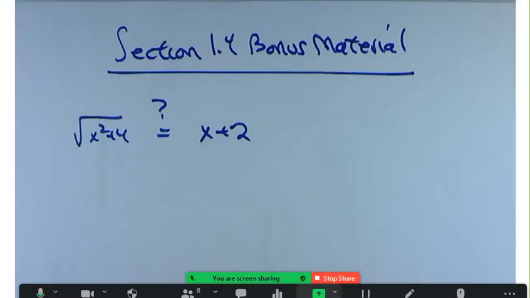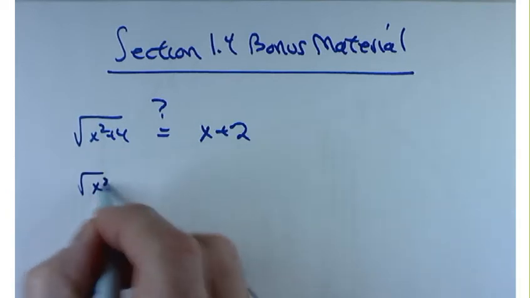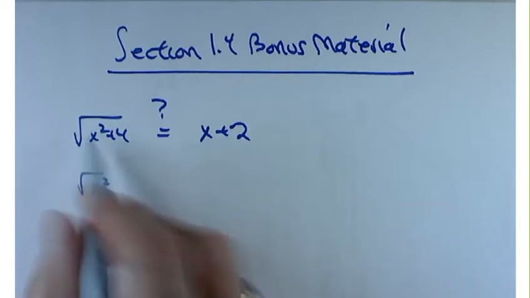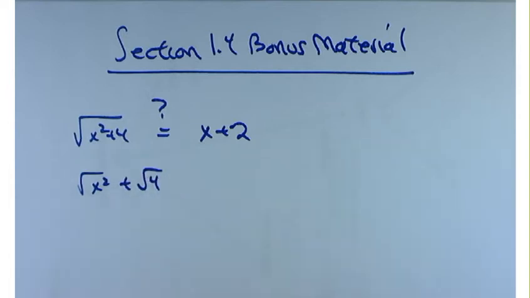This is just kind of maybe a selfish reason that we're covering this. But it really looks and feels like you should be able to distribute that square root sign, the square root of x squared plus square root of 4. But does it actually work? Can you do that? Well, let's do what Einstein would call a Gedankenexperiment, a thought experiment.